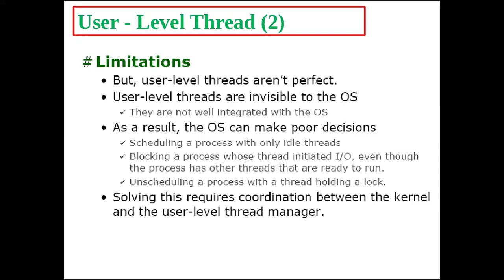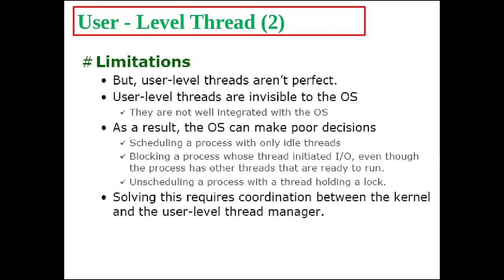Right? Second example, blocking a process whose thread initiated IO. One thread starts an IO operation, the OS blocks the entire process. Other threads in the same process are ready to run, though they are there, but they cannot. Then unscheduling a process with a thread holding a lock. We would be talking about that lock soon. A thread is holding a lock and thus the OS removes the process from execution. This can affect the proper execution.